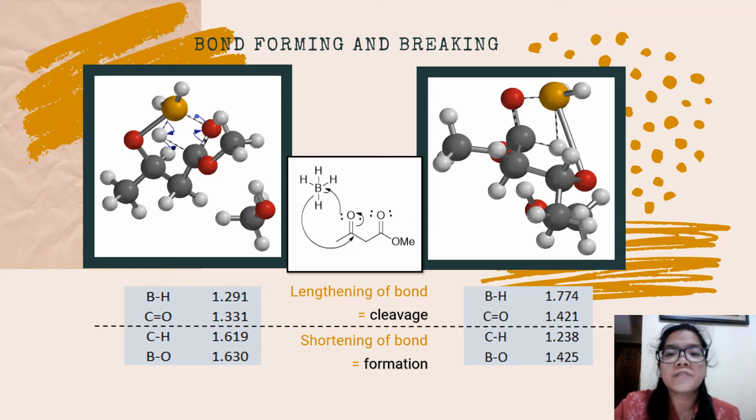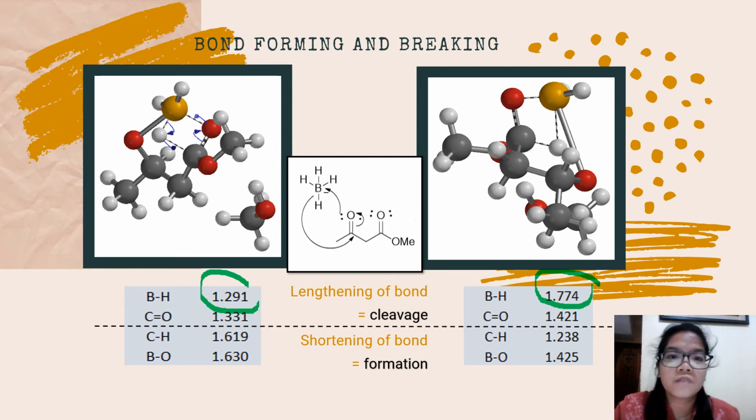The quantitative information concerning the formation and breaking of bonds in the transition state and intermediate can be acquired from the bond length. The bond length of B-H in the transition state is noticeably longer than that in the intermediate, and this confirms the breaking of the B-H bond.